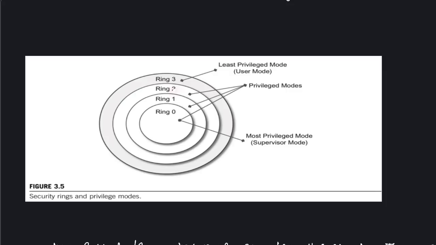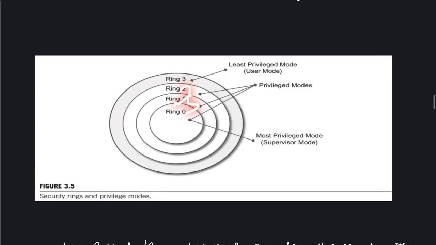So ring 2 offers more control than the user mode, than ring 3, and it is less frequent because new architectures and operating systems do not have ring 1 and do not separate ring 1 and ring 2.